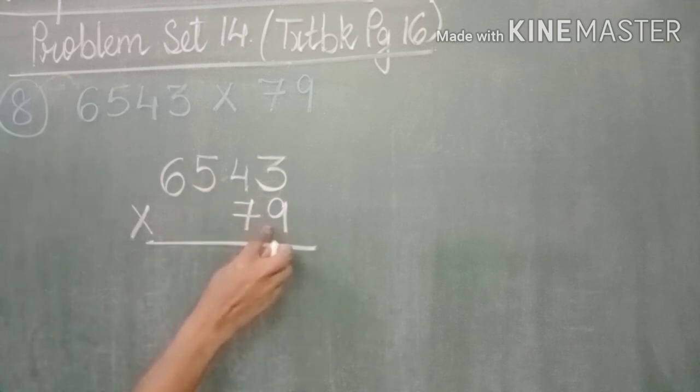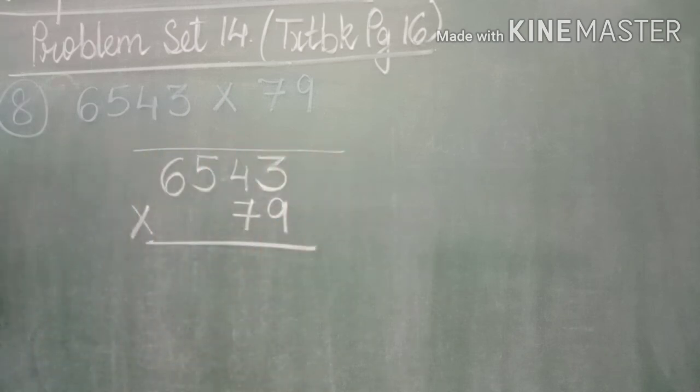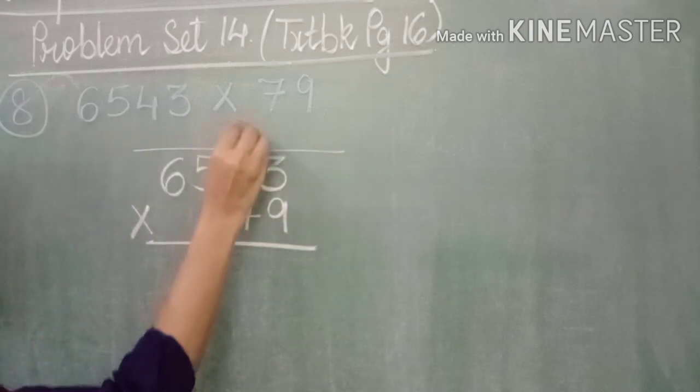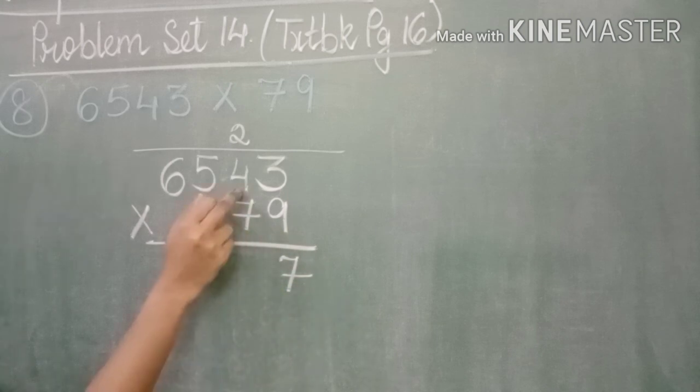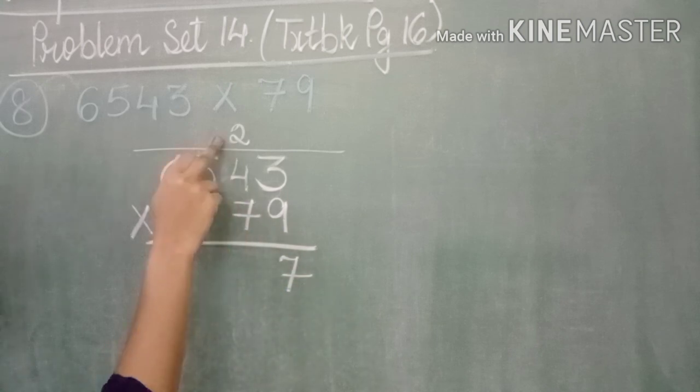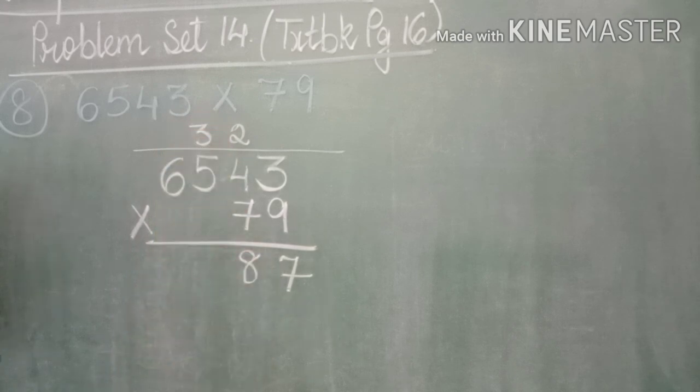So first we are going to calculate with 9. 9 threes are, draw a light line, later on you can erase it. 9 threes become 27. 9 fours are 36. 36 plus 2 becomes 38. 3 carried up, 8 written down.